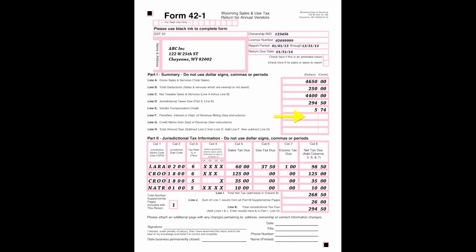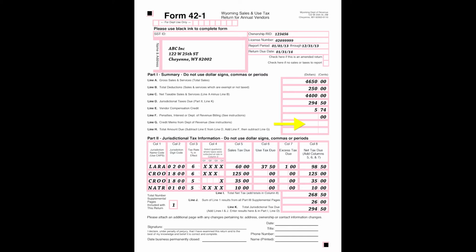Line F is an area which you can record any penalties and interest or late fees that you may owe the state of Wyoming due to delinquent returns, late payments, etc. Keep in mind that if this does pertain to you, then in turn you will be disqualified from taking the vendor compensation credit. So in this case, nothing is owed and it can be left blank, or you may enter 0.